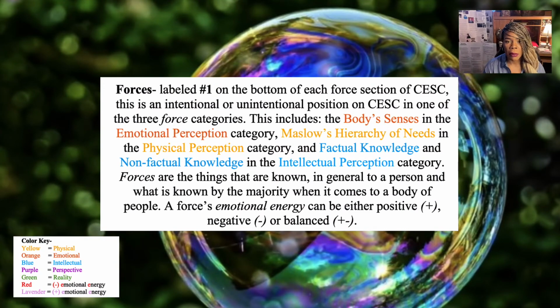Forces are labeled number 1 on the bottom of each force section of Claudie's Emotional Spectrum Chart. These are the intentional or unintentional positions on CESC in one of the 3 force categories. This includes the body's senses in the emotional category, Maslow's hierarchy of needs in the physical category, and factual knowledge and non-factual knowledge in the intellectual category. Forces are things that are known in general to the individual and what is known by the majority when it comes to a body of people. A force's emotional energy can be either positive, negative, or balanced.